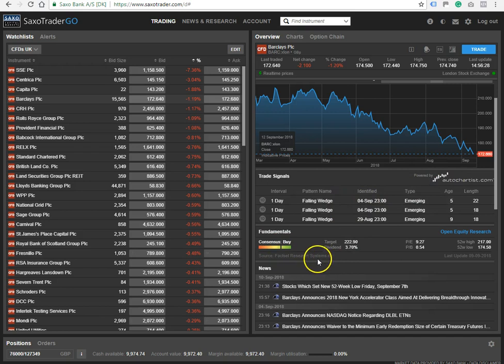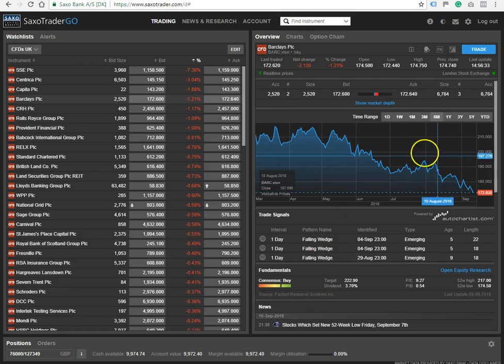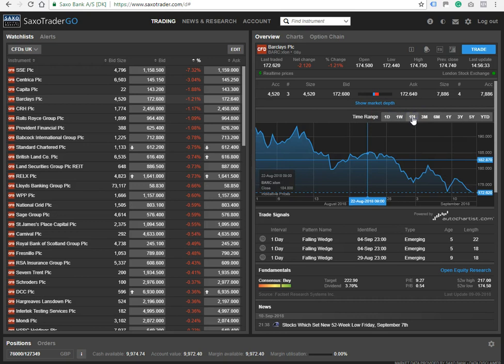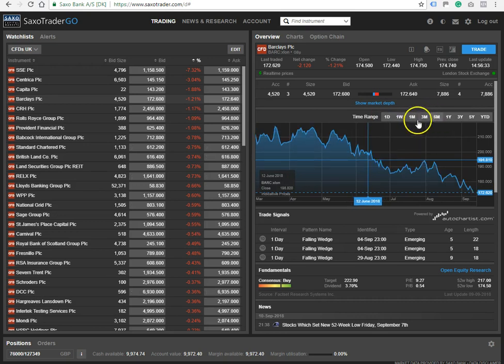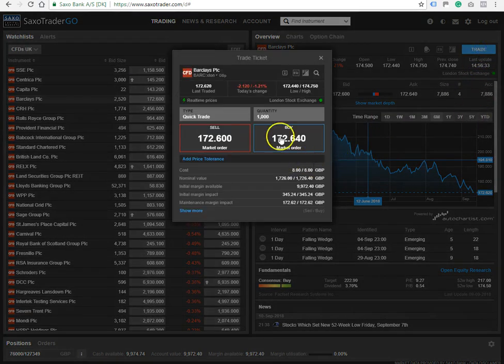Consensus Buy, that's from FactSet Research, big research provider. And also the news where Barclays features as well. So, just looking at Barclays, not doing too well today, not doing too well over the month, not doing too well over 6 months. So for the purposes of this, we'll put a short on.